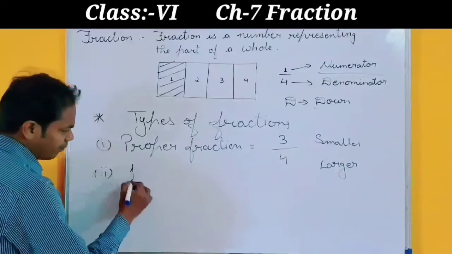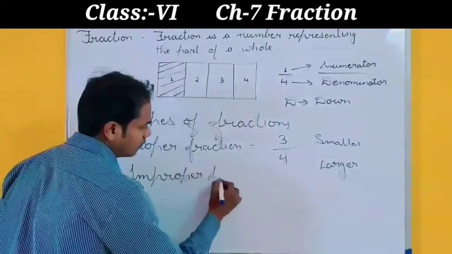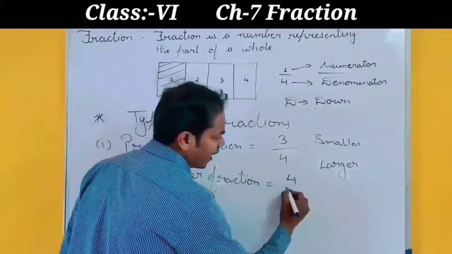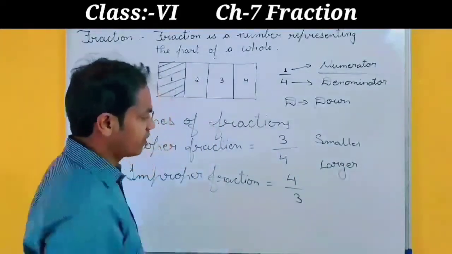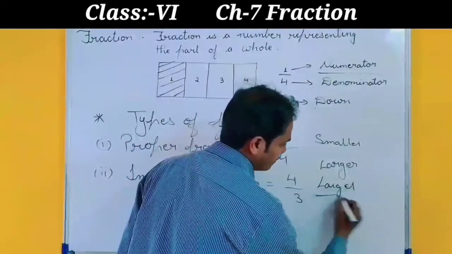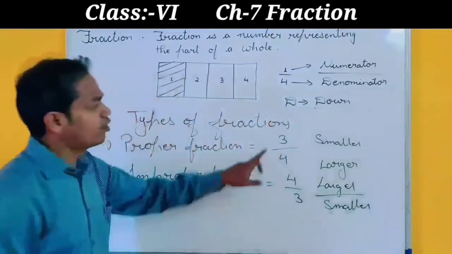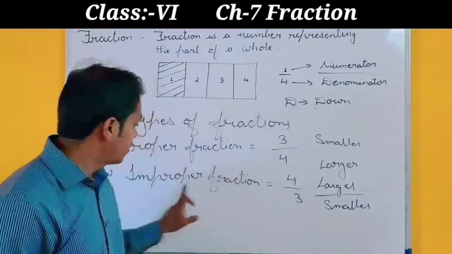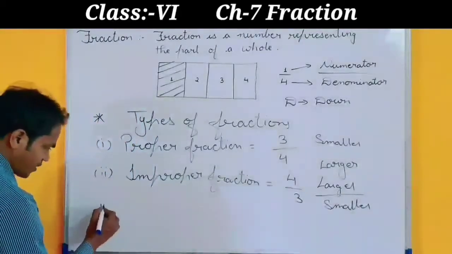Same way, improper fraction. Improper fraction is the reverse of this. When your numerator is greater than the denominator, then it is known as an improper fraction. 4 is larger than 3 and 3 is a smaller value. Okay. So when your numerator is smaller than the denominator, then it is known as a proper fraction, and when your numerator is greater than the denominator, then it is known as an improper fraction.